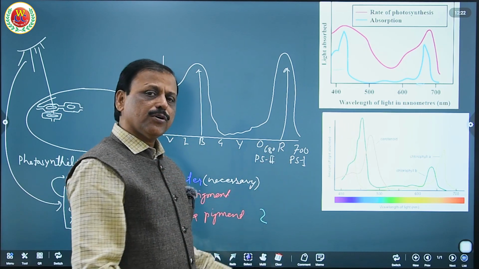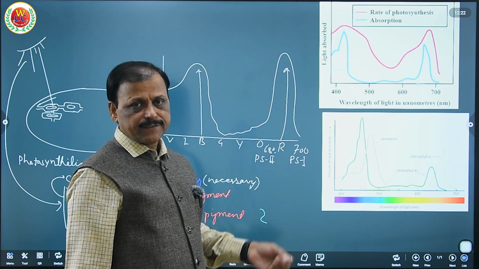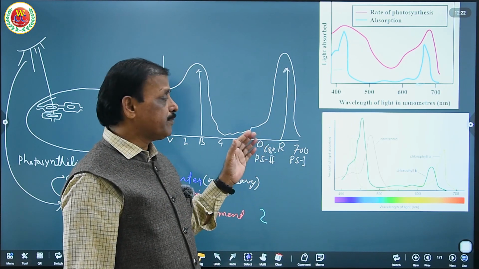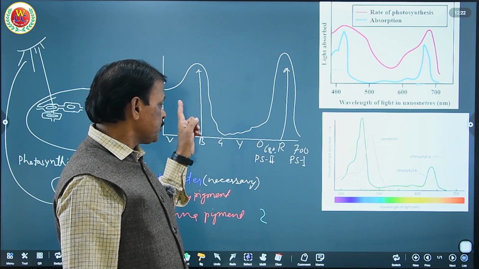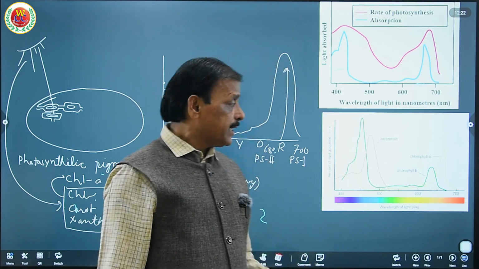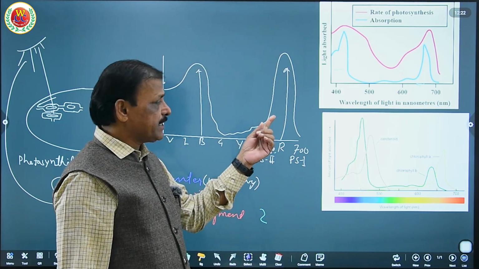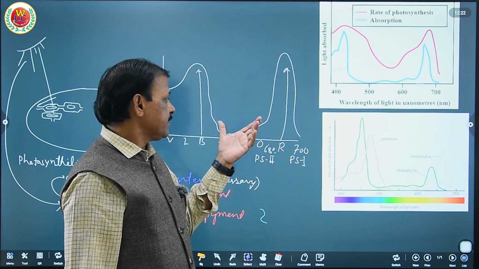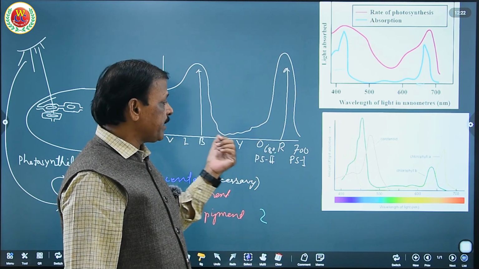The rate of production of food material in red light is less than the rate of production of food material when the plant is exposed to all white light. This is known as the Emerson effect. Once again, the rate of production of food when the plant is exposed to only red light is less than when the plant is exposed to white light.